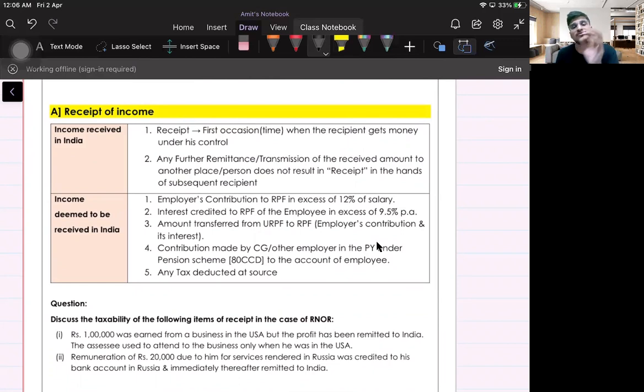The first occasion, the first time when the recipient gets money under his control. For example, my brother is working in Google US. In Google US, he is earning income. He is receiving that income in the USA. But after receiving the income, my brother is remitting the money to India. Have I received the money in India? Yes. But for income tax purposes, they have said first time receive kidhar hua tha? First time receive hua tha mere brother ko outside India, that is in the US. Uske baad he just remitted the money.